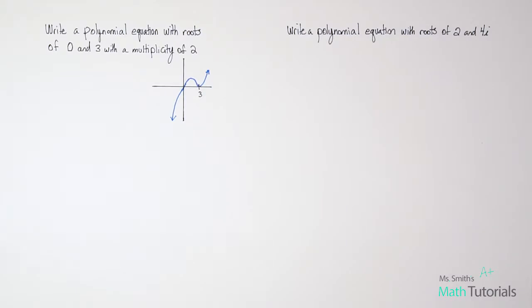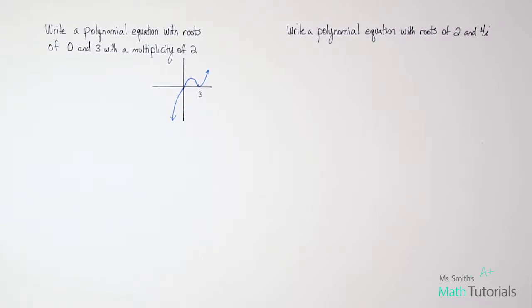Write a polynomial equation with roots of 0 and 3 with a multiplicity of 2. What that means is that 3 is an answer twice. So if 3 has a multiplicity of 2, that means I need to write x equals 3 2 times. And I do a whole other video where I talk about writing polynomial equations given graphs, where I go into this a bit more, but I just want to show you, I've just drawn a little picture here just to give you a hint of what this means.